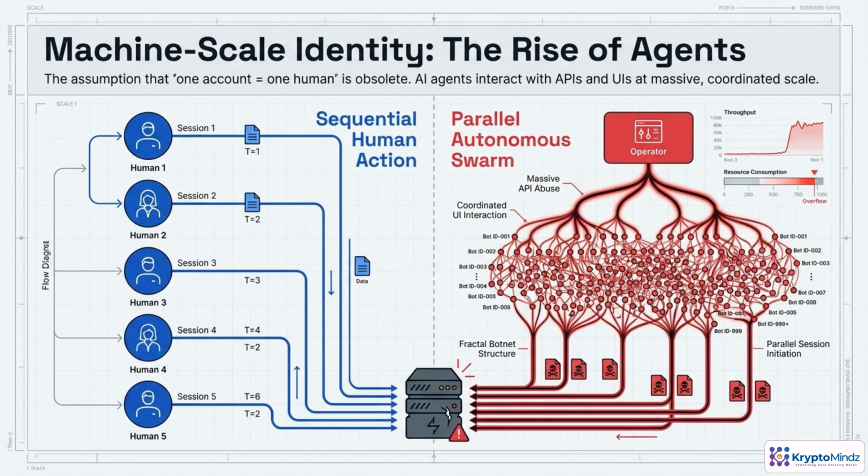Most identity systems still assume one account equals one human acting sequentially. AI agents break that assumption. A single operator can spin up thousands of bots, all logged in and all acting in parallel across APIs and interfaces. That turns normal user flows into machine-scale swarms, coordinated clicks, form fills, and transactions that look individually harmless but collectively overwhelm systems. Designing for the future means treating sessions as potentially automated fleets, not just people.